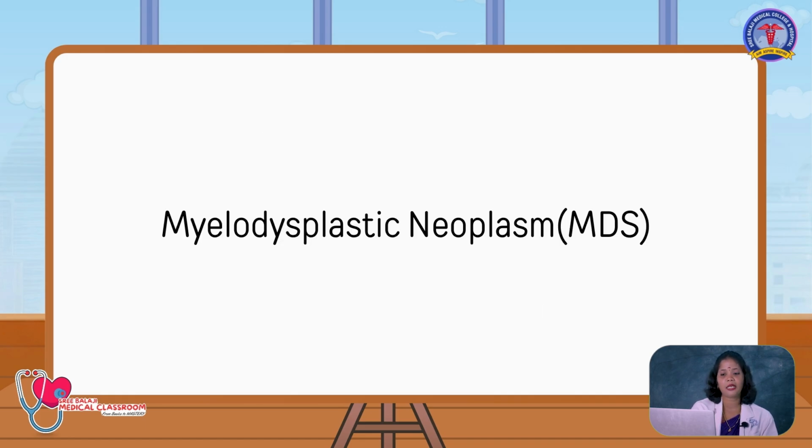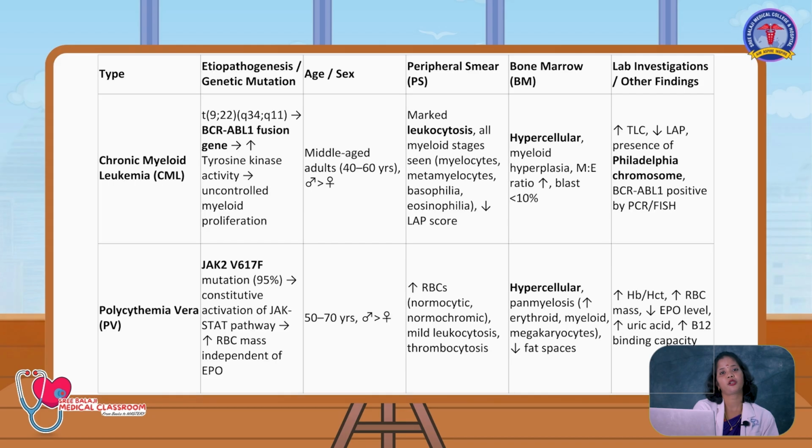Second will be the myeloproliferative neoplasms, which include chronic myeloid leukemia, polycythemia vera, essential thrombocythemia, primary myelofibrosis, chronic neutrophilic leukemia and chronic eosinophilic leukemia. In chronic myeloid leukemia, there will be a translocation of 9;22, that is q34;q11, giving the BCR-ABL fusion gene, tyrosine kinase activity and uncontrolled myeloid proliferation. It occurs in the age group of 40 to 60 years.